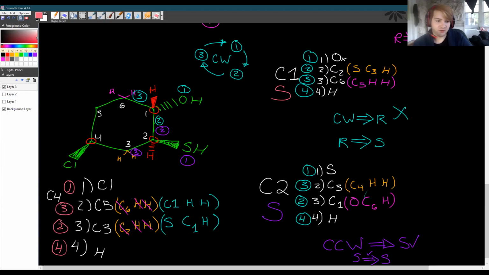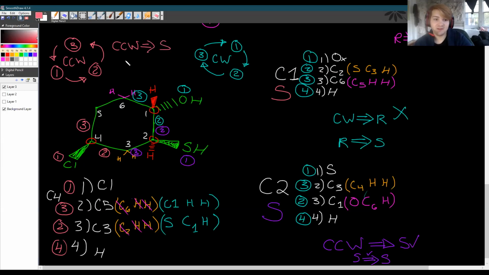And so now we've made our determination. We can put this on the molecule and we can say 1, 2, 3, which looks like this. And what kind of rotation is this? This is a counterclockwise rotation. What does counterclockwise mean? Counterclockwise means S.